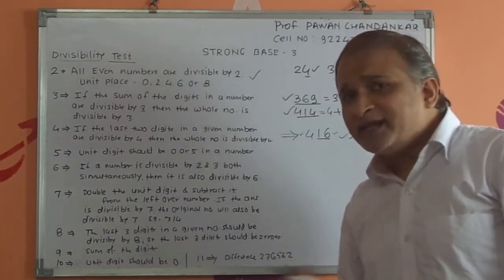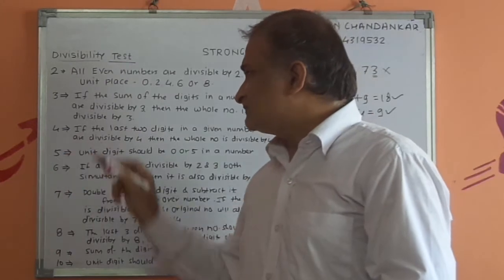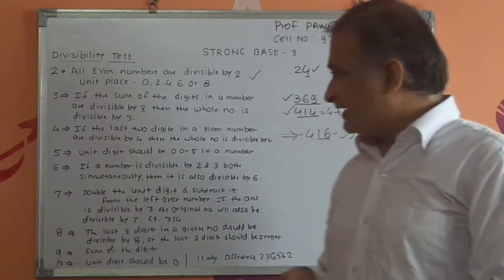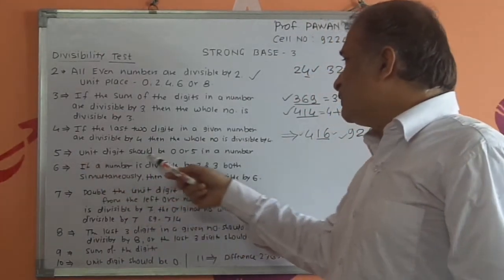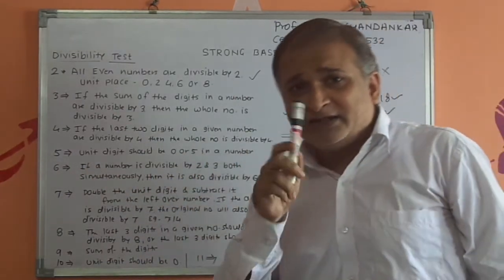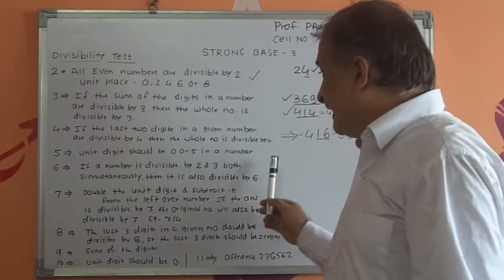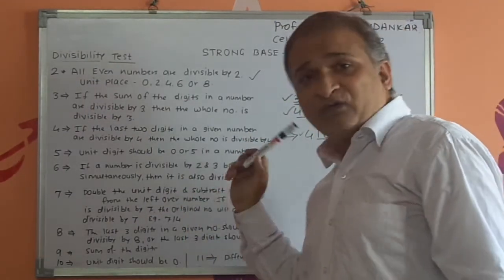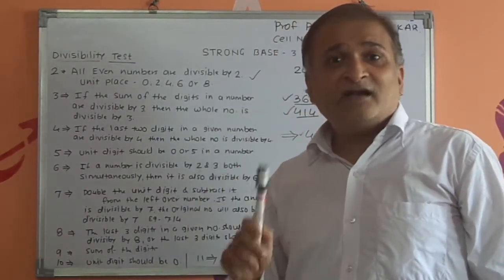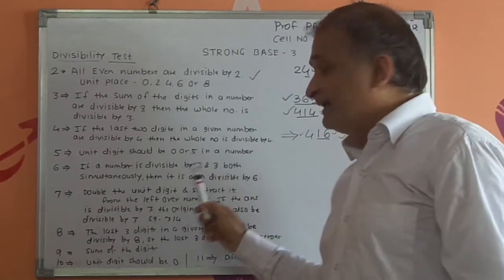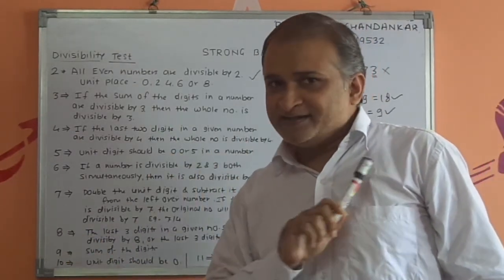It is very simple. Proceeding further to the test of 5. What is the test of 5, kids? It is really very simple. We just have to look at the unit digit of a given number. The unit digit should be either 0 or 5. So if a number bears either a digit 0 or 5, then it will be divisible by 5, otherwise not.